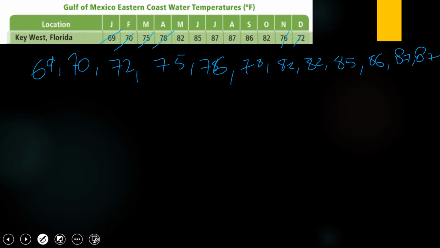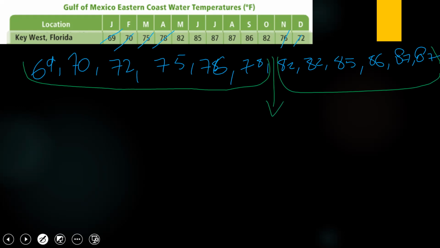Now let's find the numbers that come between them. Here, let's cut it into 2 equal halves. 1, 2, 3, 4, 5, 6 here, and here we have 1, 2, 3, 4, 5, 6. So Q2, or the median, comes between 78 and 82, which will be 80.